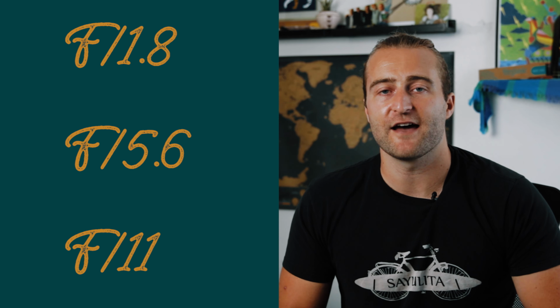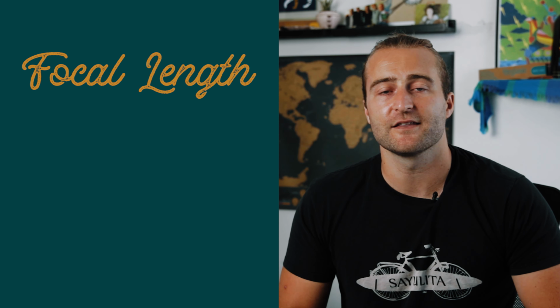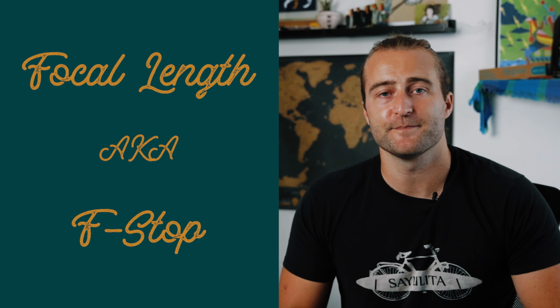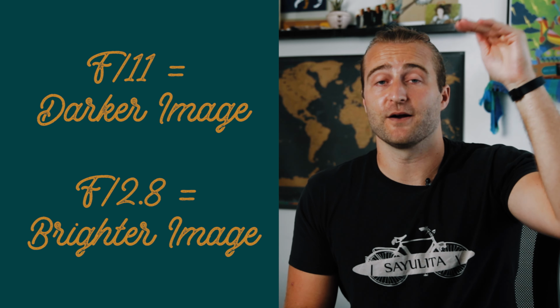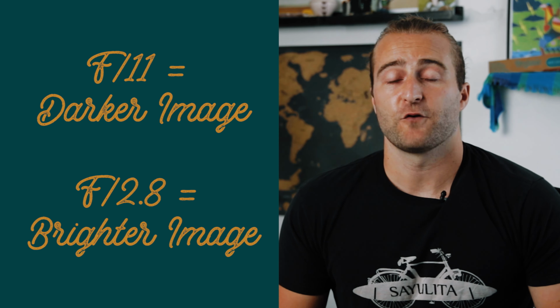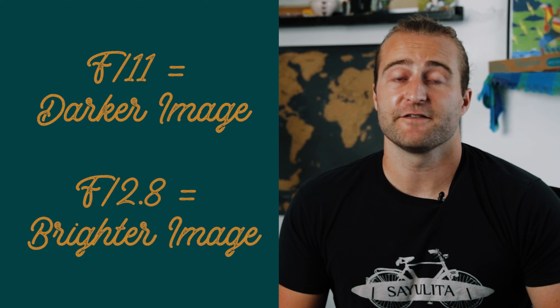The aperture is expressed by a number next to the letter F. The F stands for focal length, otherwise known as the f-stop. The confusing part about the aperture is the way that number is expressed. So the bigger the hole, the smaller the number, and the smaller the hole, the bigger the number. So big number, small hole, darker image; small number, big hole, brighter image. For example, f11 is much darker than f2.8.